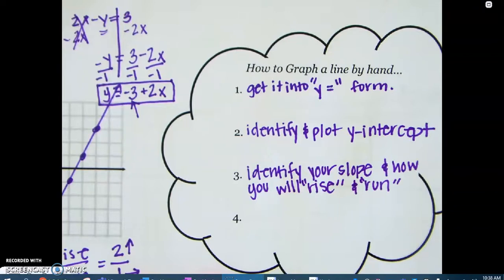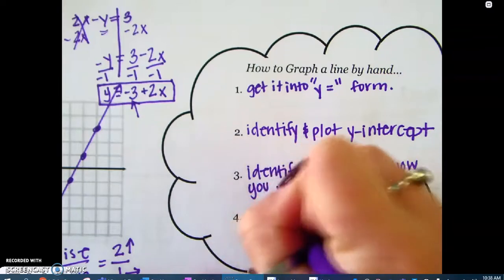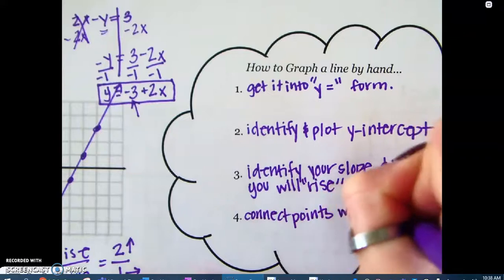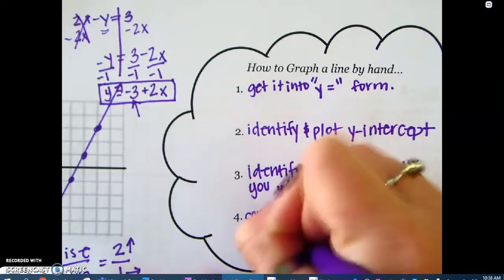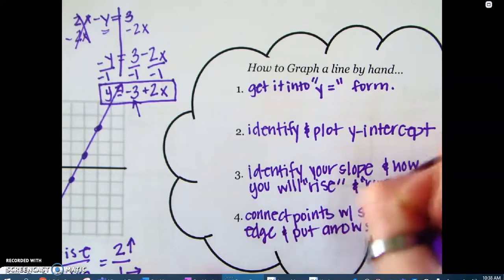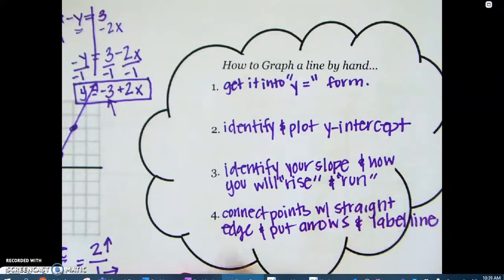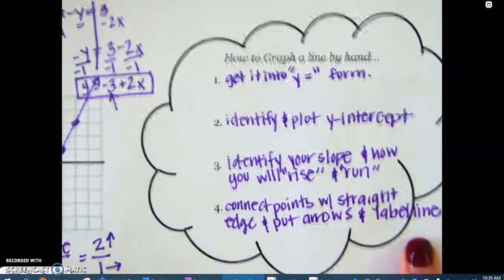Okay, and your final step is to connect points with a straight edge, and put arrows and label the line. So this is like your finishing. You want to connect the points first of all with a straight edge, so it's not a crazy line. You want to put arrows on it, and you also want to label it. Okay, so that is really how to graph a line.